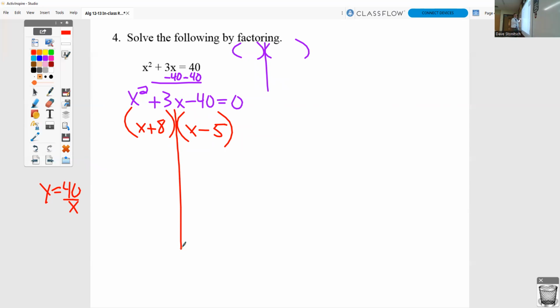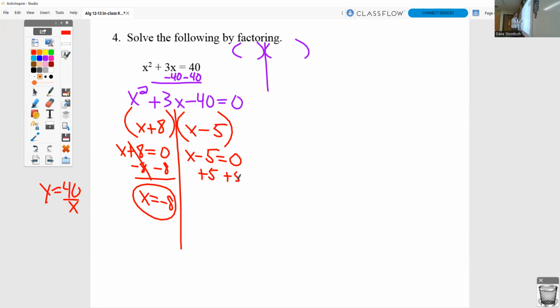Draw your line down the middle, and now set both sides equal to 0 and solve. So minus 8, minus 8. So x equals negative 8. Plus 5 and plus 5. So x equals positive 5.